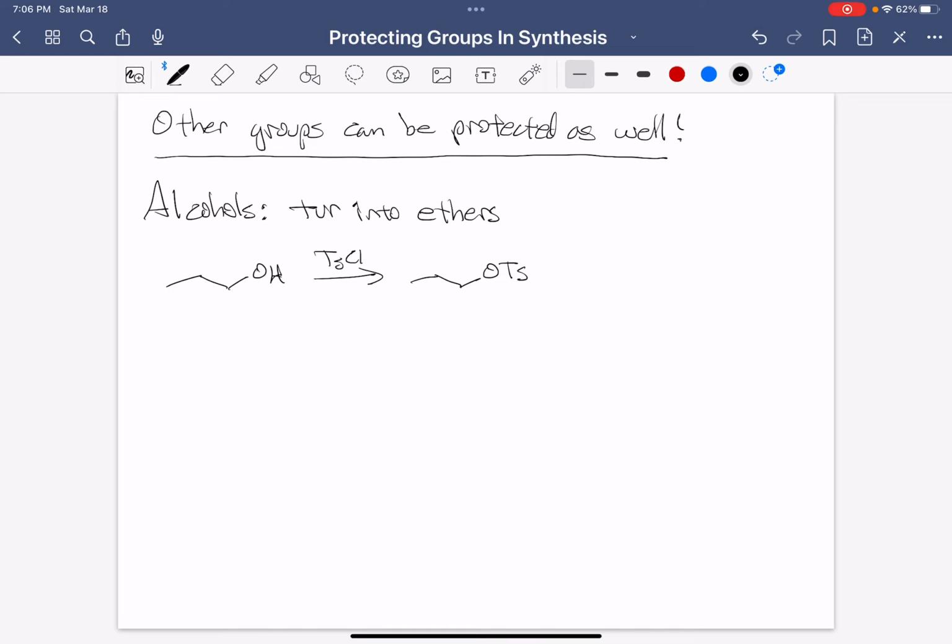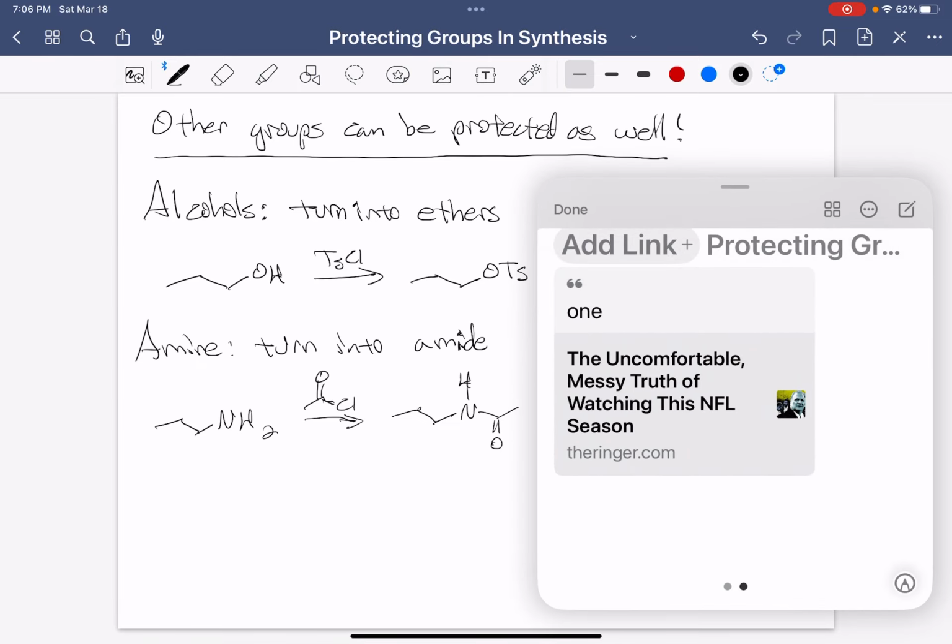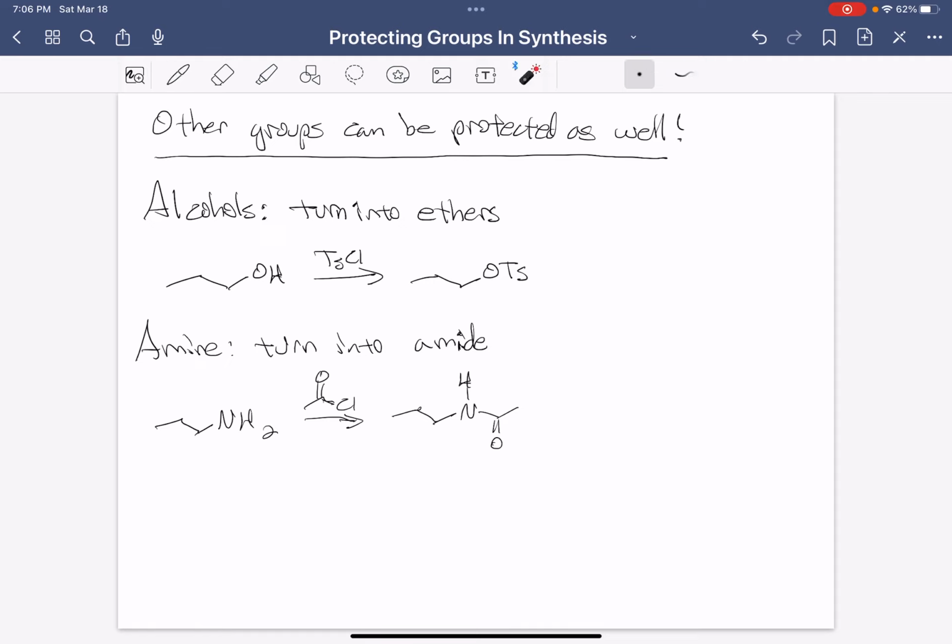We could protect an amine by turning it into an amide, which is a carboxylic acid derivative that we'll see in a couple of chapters. So if I react this with acetyl chloride, I now have an amide, which is not nucleophilic. This is a good nucleophile, this is not a good nucleophile. This is also basic, and this is not basic. So now I could do some other reaction.